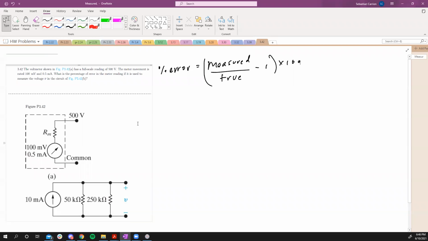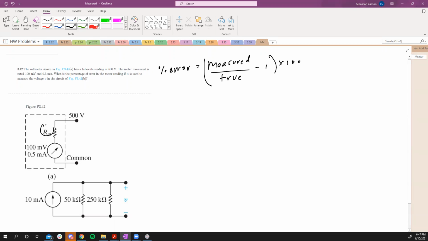All right, so it says the voltmeter shown has a full scale reading of 500 volts. The meter movement is rated for 100 millivolts and 0.5 milliamps. So what is the percentage of error in the meter reading if it's used to measure the voltage V in the circuit? So, off of this, we know that the voltmeter has an internal resistance.